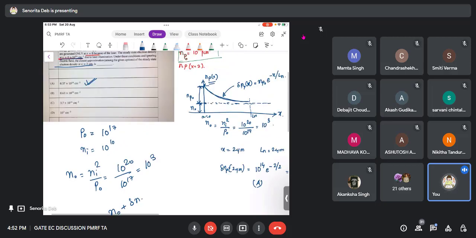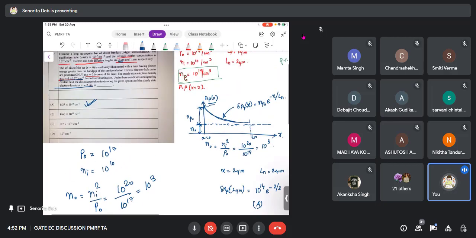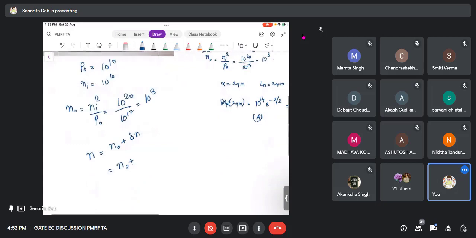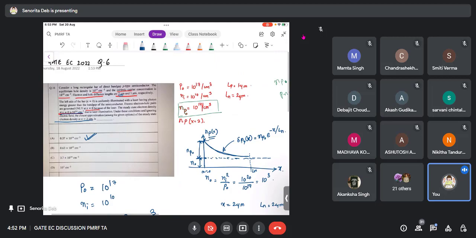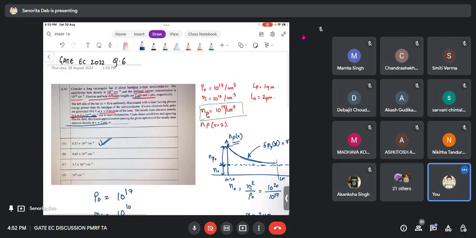N naught plus, there is one more thing that was given, right? Np naught e to the power minus x by Lp. This is the expression. So this is 10 to the power 3 plus, this was 10 to the power 14 into e to the power minus x by, what is Lp? Lp is the electron and hole diffusion length.